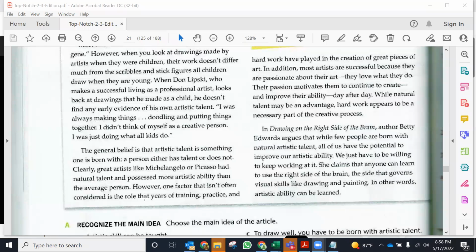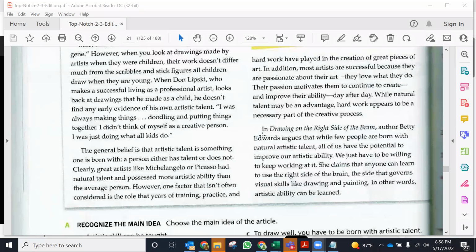Y aquí dice bien importante, un factor que no es normalmente considerado, pero que es bien importante son la práctica, el trabajo duro para poder crear grandes piezas de arte. Además, los que son artistas famosos es porque son apasionados de su arte. Dice, mientras que el talento natural pudiera ser una ventaja, el trabajo duro es una parte importante en el proceso creativo.